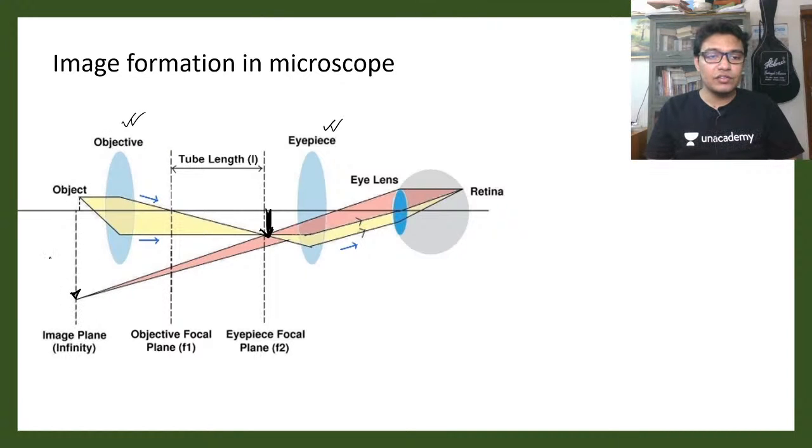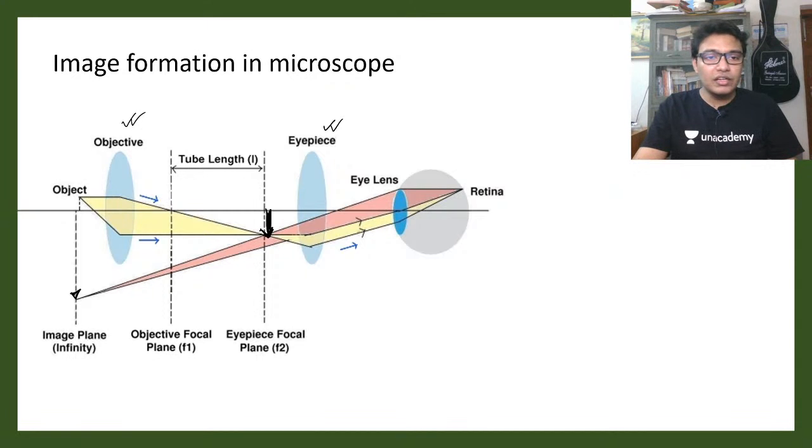So basically this is your image plane, right? This was the object plane, this is your image plane, which is at infinity. So now your eyes are able to capture that. Either your eye captures that or your microscope camera captures that. So this is the overall framework of the compound microscope that you have learned in class 12. So no doubting that part.